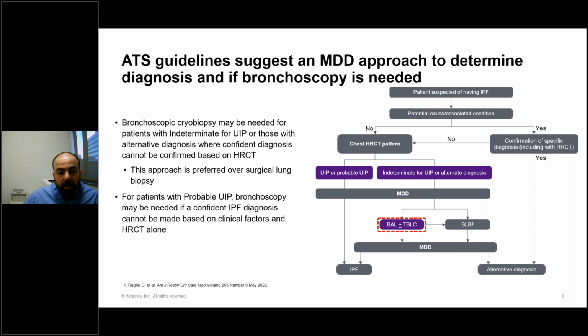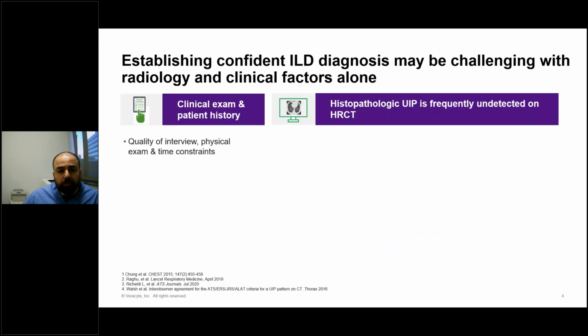And also, cryobiopsy might be needed in patients with a probable UIP pattern if a confident IPF diagnosis cannot be determined based on clinical factors or HRCT alone. So in a patient who had a chest HRCT, as we said, indeterminate or alternative UIP, a cryobiopsy is needed. A probable UIP pattern where clinical factors might suggest other than IPF, a cryobiopsy might be needed. So establishing a confident ILD diagnosis might be challenging with radiology and the clinical factors alone.